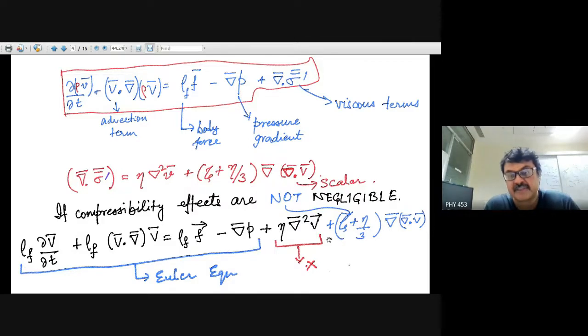In real fluids, of course, viscosity is there except for superfluids. But you can work with the Euler equation as long as you're looking at flows outside the boundary layer.